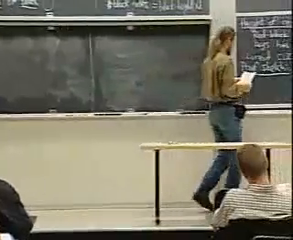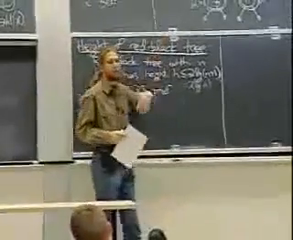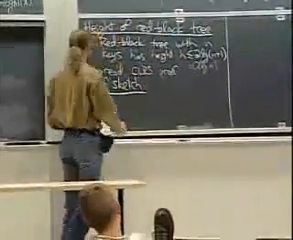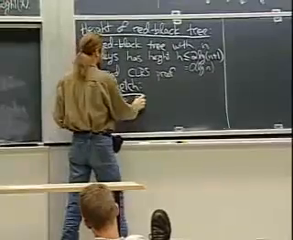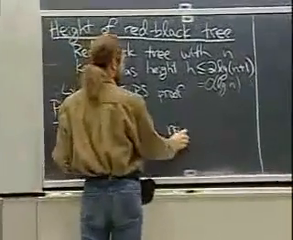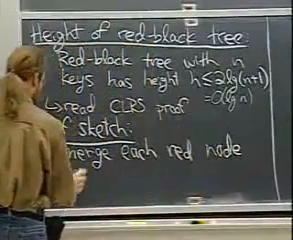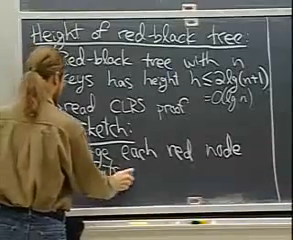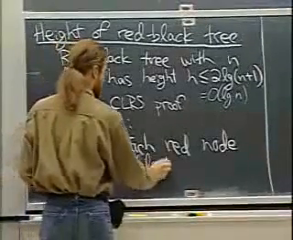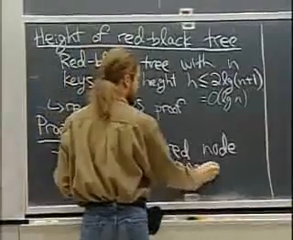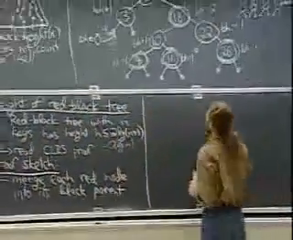So the first thing I'm going to do is manipulate this tree until it looks like something that I know. The main change I'm going to make is to merge each red node into its parent. And we know that the parent of a red node must be black. So merge each red node into its black parent.